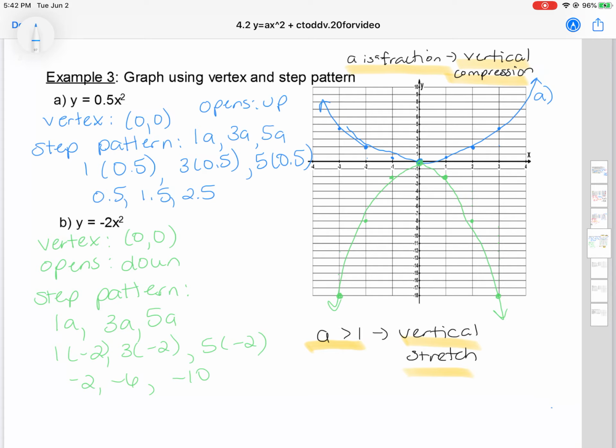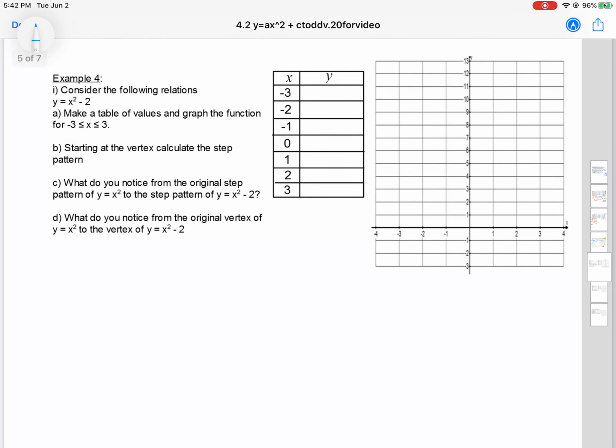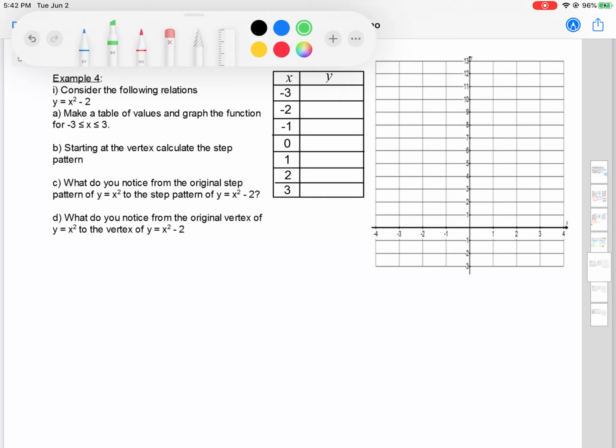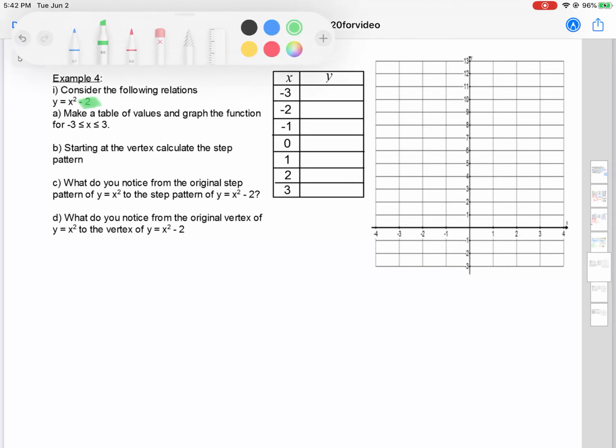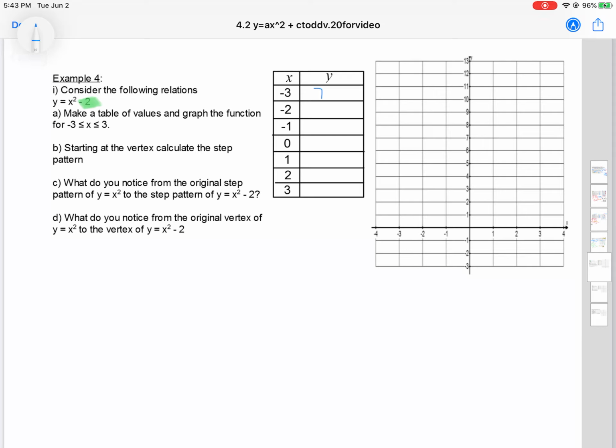All right. So on to another translation or transformation. This time we're going to now look at what happens when you have a number, and I'm going to pick a different color, back here. So now you can see here, it's not a number in front of the x squared, it's one of the c values, for example. So we're going to do table of values first. So we're going to do negative 3 squared is 9 minus 2 is 7. Negative 2 squared is 4 minus 2 is 2. Negative 1 squared is 1 minus 2 is negative 1. 0 squared minus 2 is negative 2.